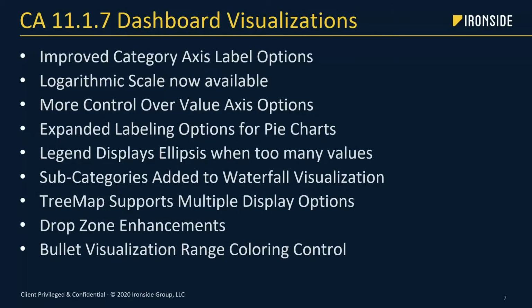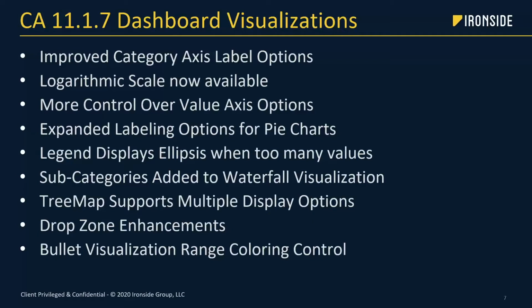So some of the things more focused specifically on the visualizations themselves. They've improved the category axis label options. A lot of these we're going to see quick presentations of, just to show you what they look like. They've added the logarithmic scale for the visualization. Some of these are just ported from the reporting environment, and some of them were added to the dashboard and reporting environment at the same time.